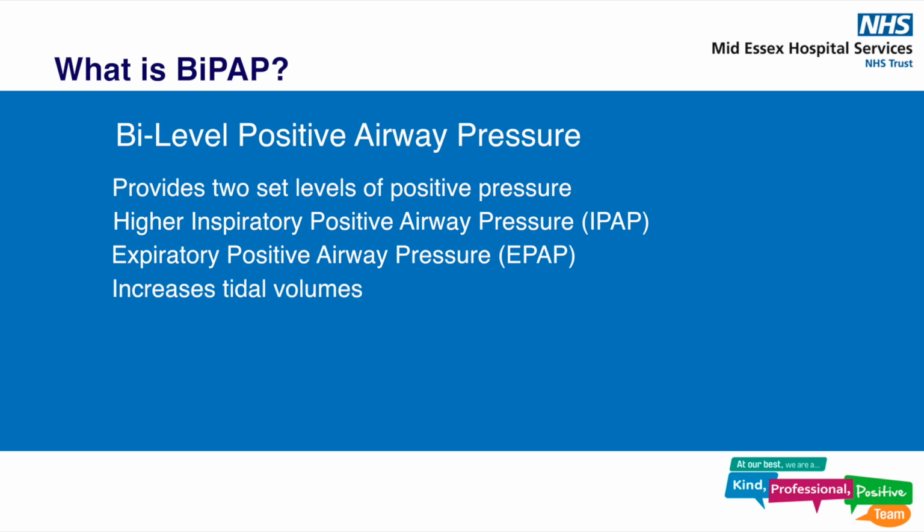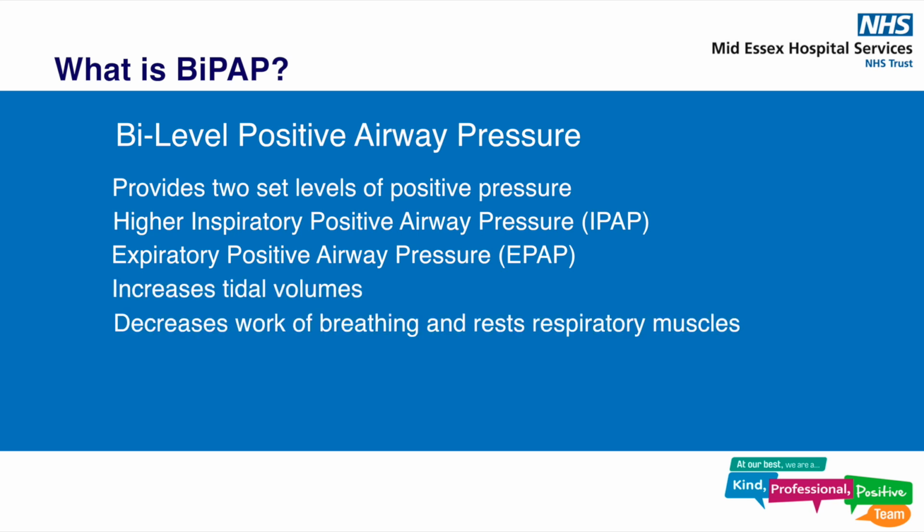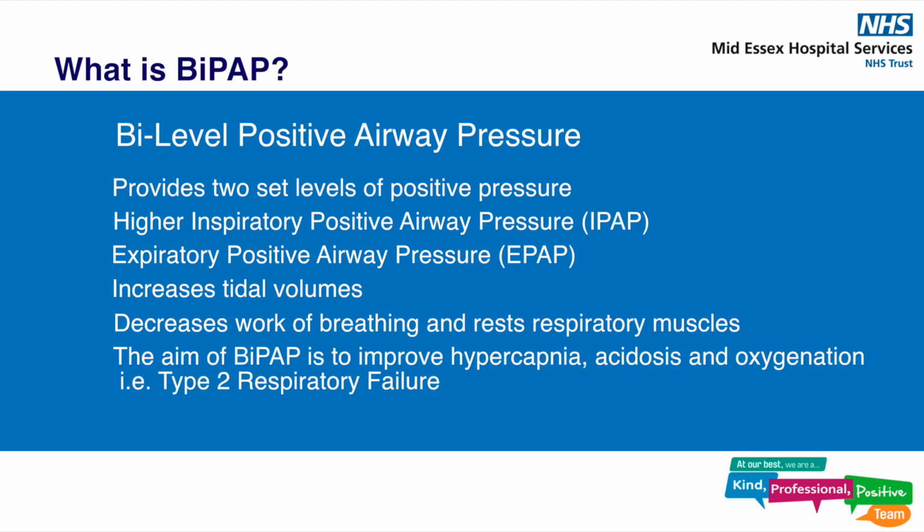BiPAP increases tidal volumes, decreases the work of breathing, and rests respiratory muscles. The aim of BiPAP is to improve hypercapnia, acidosis, and oxygenation, i.e., to improve type 2 respiratory failure.